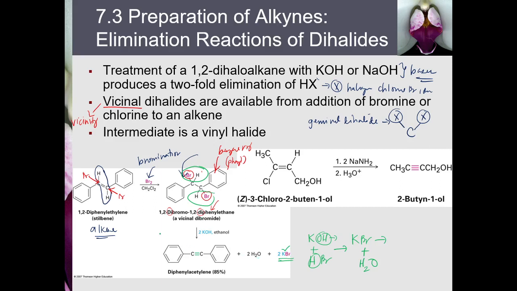So what will happen to the vicinal dibromide? It will now become a triple bond. So from an alkene, it became an alkyne. Okay?